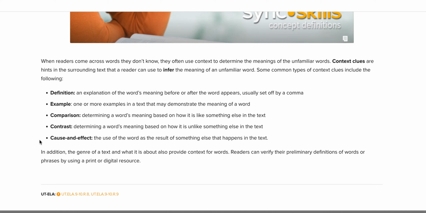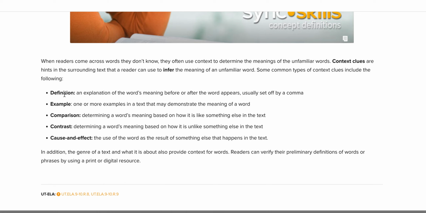When readers come across words they don't know, they often use context to determine the meanings of unfamiliar words. Context clues are hints in the surrounding text that a reader can use to infer the meaning of an unfamiliar word. To infer something means to make sort of an educated guess using the context that surrounds it. Some common types of context clues include the following. So here's our list of 5 different types.